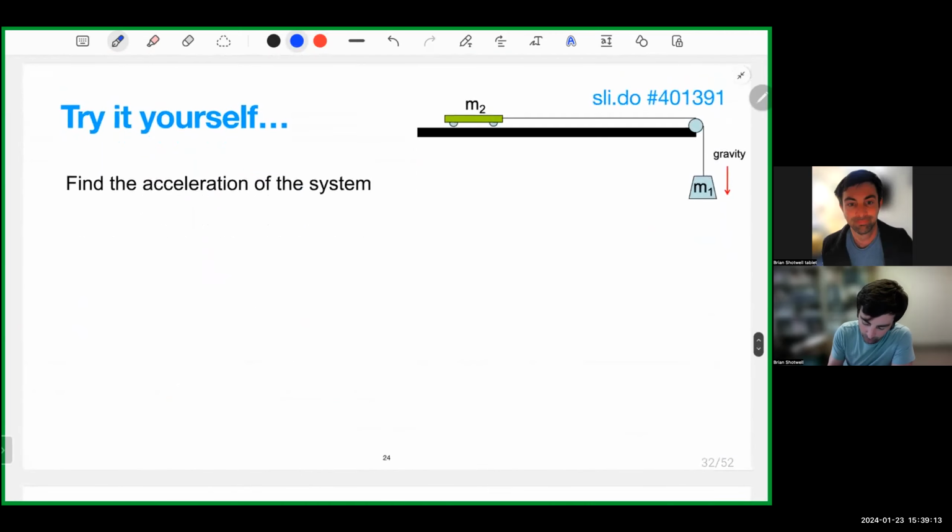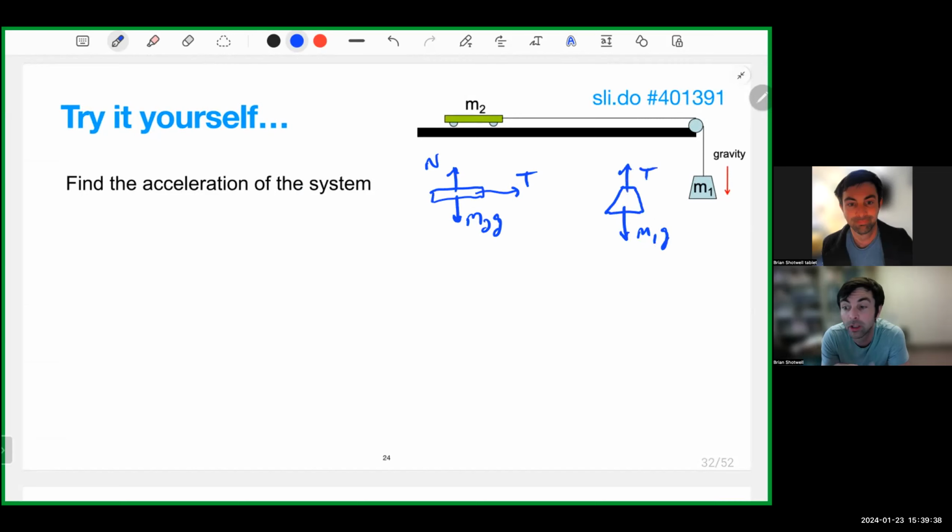Okay, so we have two different free body diagrams. Just to remind you, there's m2g, lowercase m, m2g, there's a normal force from the table, and there's the tension. That's for m2. And then m1 has its own free body diagram. That's m1g, and tension is going up. So the pulley redirects the tension force, so it can pull on m2 to the right and pull on m1 upwards. But it's the same tension as long as the cord is massless.